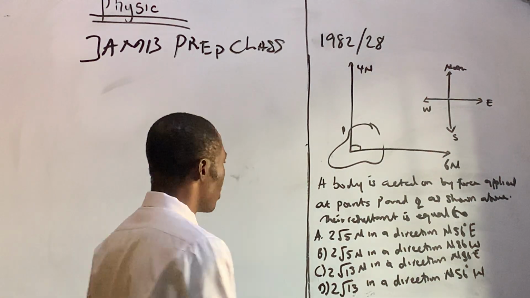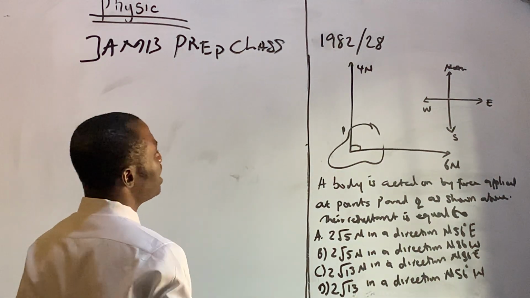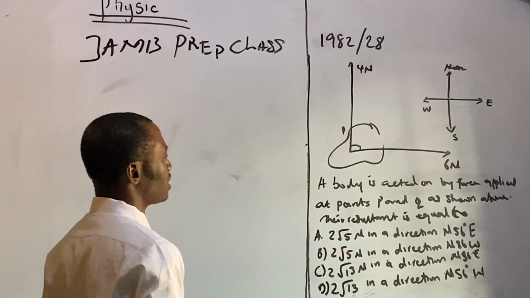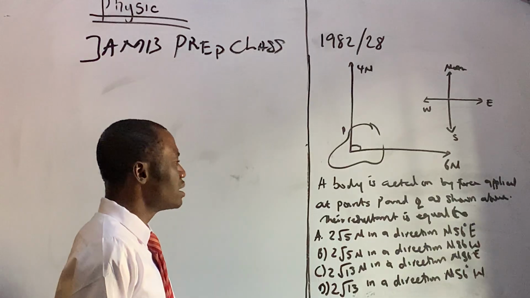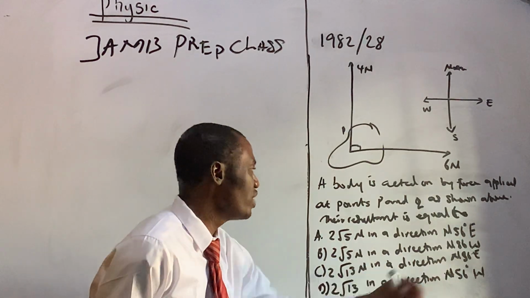Now we have this. It says, a body is acted upon by a force applied at a point P and Q, as shown above. The resultant is equal to, and they give all these options.